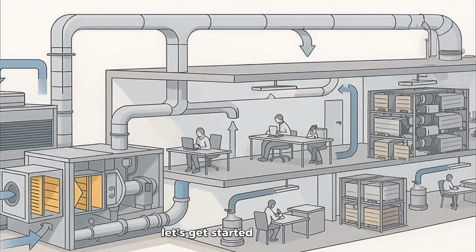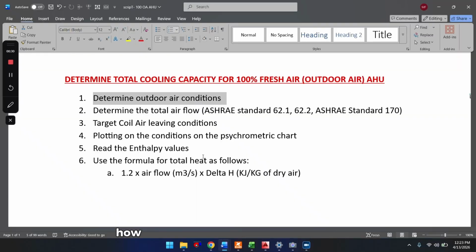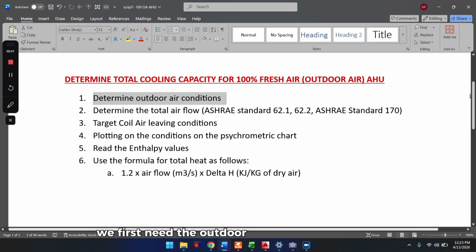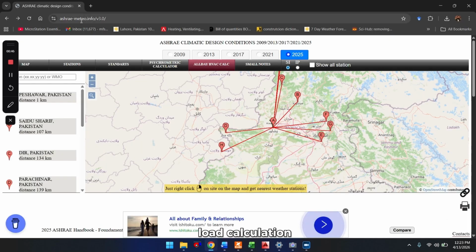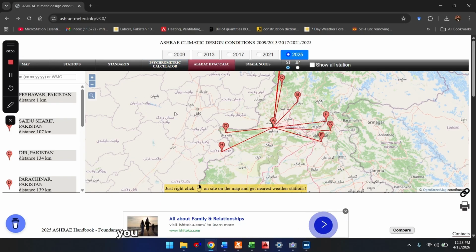Let's get started. In this video, we will discuss how to determine the total cooling capacity for a 100% fresh air handling unit. To calculate the total cooling capacity, we first need the outdoor air conditions of the city for which we are performing the fresh air cooling load calculation, and for this, we can use ASHRAE weather data. You can access it from the ASHRAE website, where you simply locate your city on the map, right-click on it, select the relevant weather station, and click on the print option to open the weather data table.